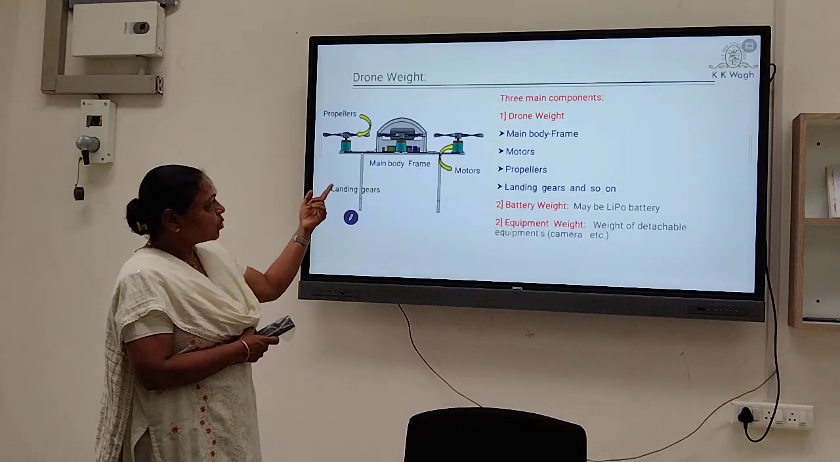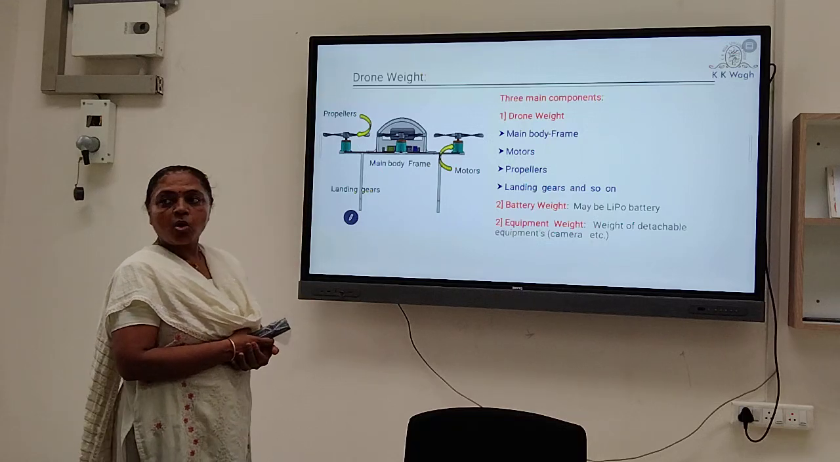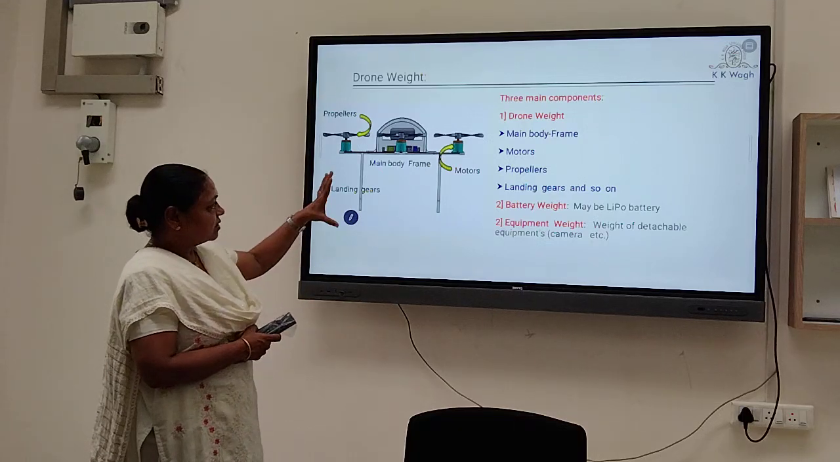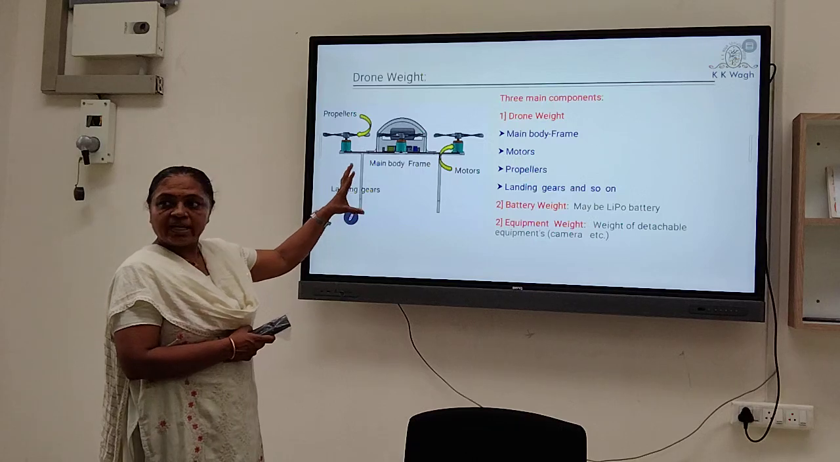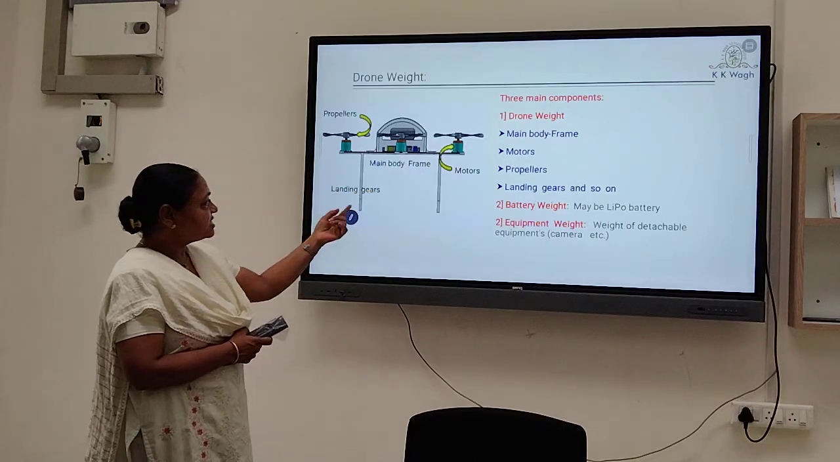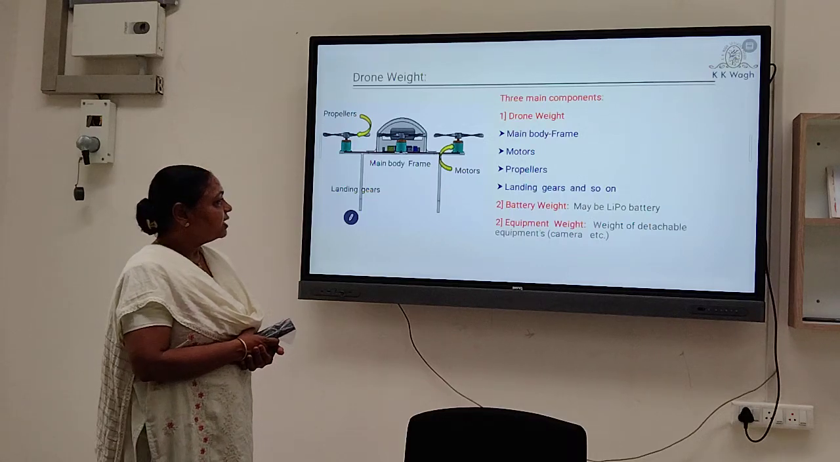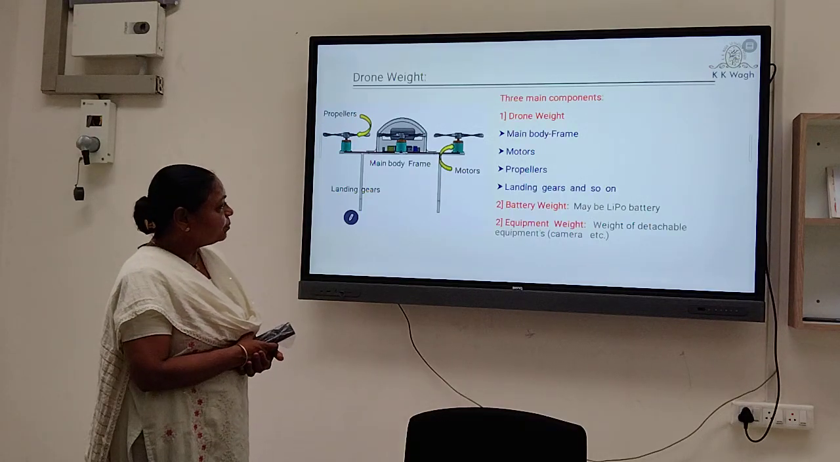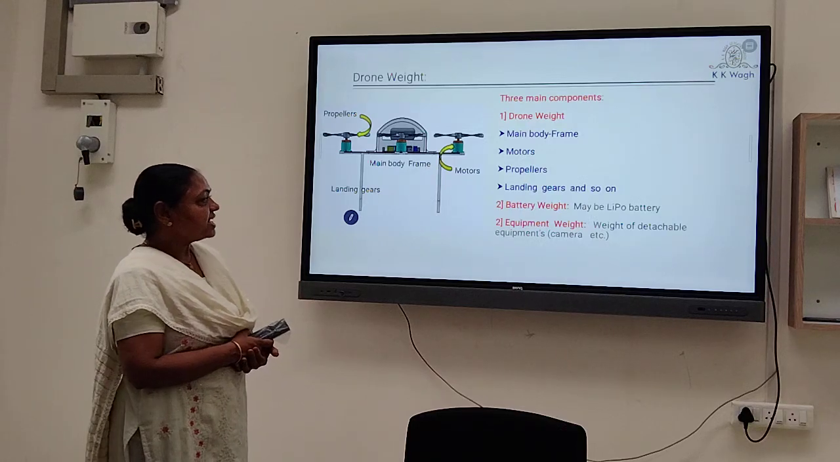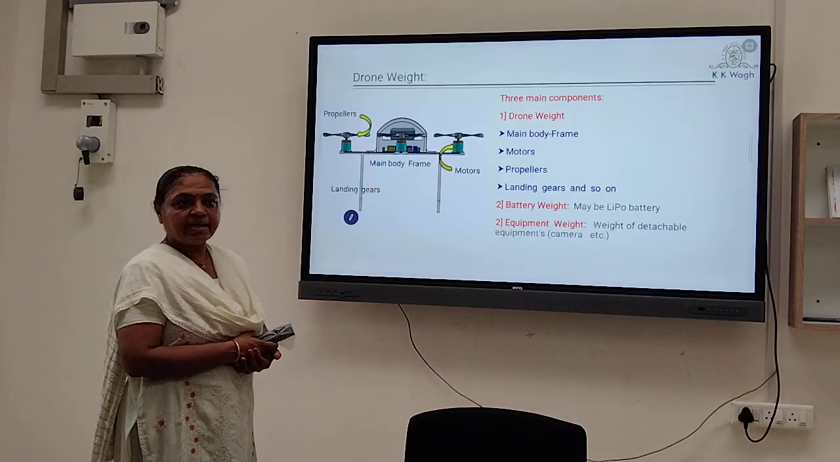Landing gear, propeller, motor and main body frame, all these factors are included in the drone weight. Then next is battery weight. It is a LiPo battery. Then equipment weight, the weight of detachable equipment, for example, a camera.